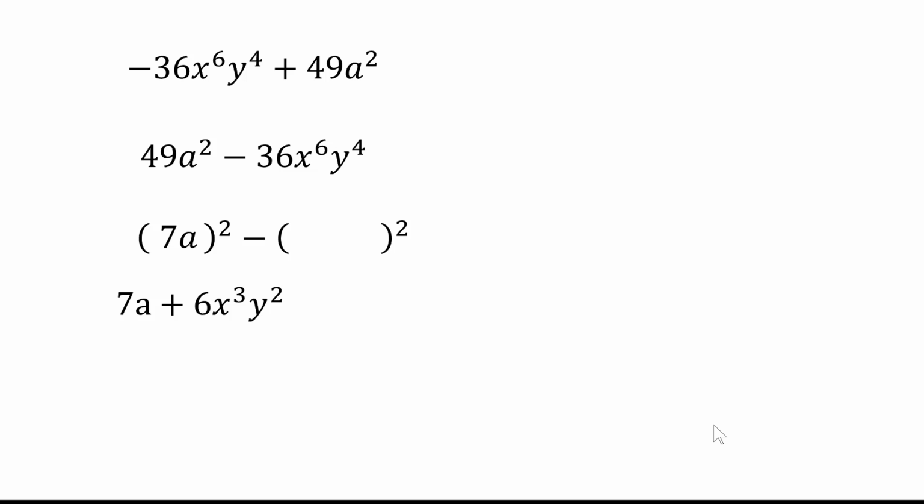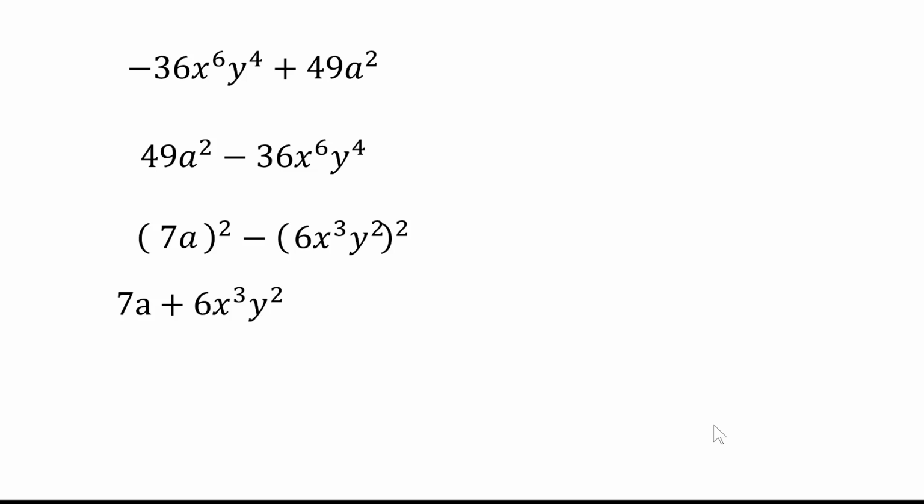36 is 6 squared. X to the 6th is x cubed squared. Because remember, when you raise a power to another power, you multiply the exponents. And then y to the 4th is y squared squared. All right, so if you want to write that term as a perfect square, you're going to write it as 6x cubed y squared, squared.